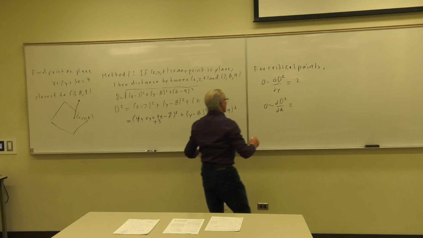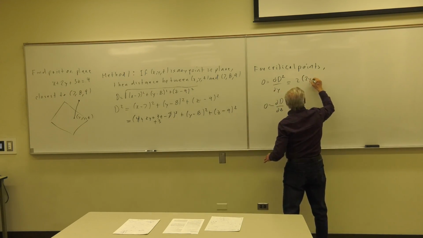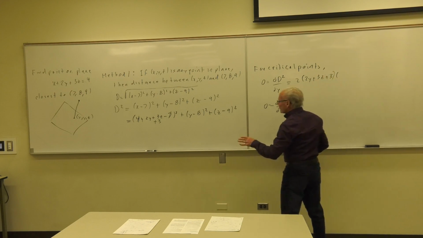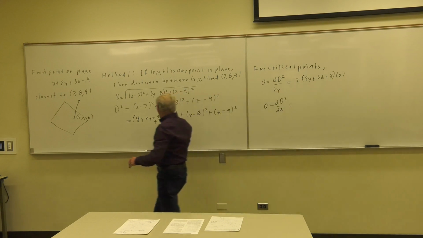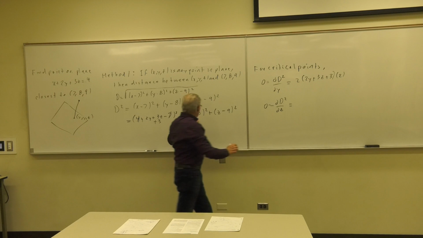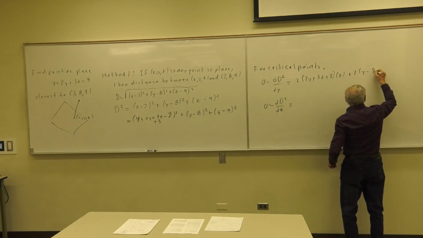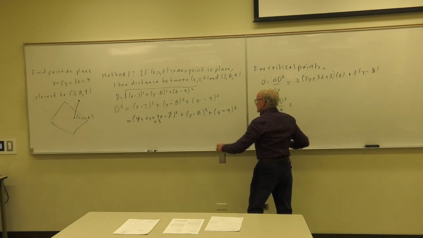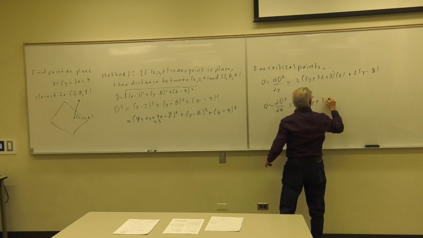So if I do that, I bring down the 2, lower the power of (2y plus 3z plus 3), and then go inside and differentiate with respect to y, which gives 2. So there's the derivative of that with respect to y. The derivative of this is 2 times (y minus 8), and the derivative of this is 0. Repeating with z, bring down the power.